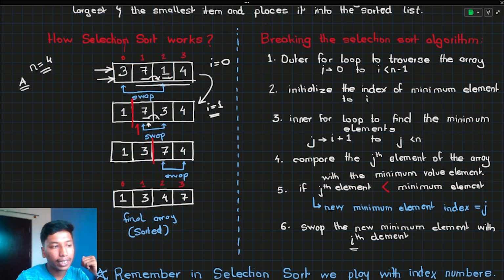So I'll move on to the next element. I can see that 3 exists here and 3 is lesser than 7. This condition is satisfied. So I'll swap these two elements 7 and 3 and I'll move on to the next iteration. Now i value becomes 2.